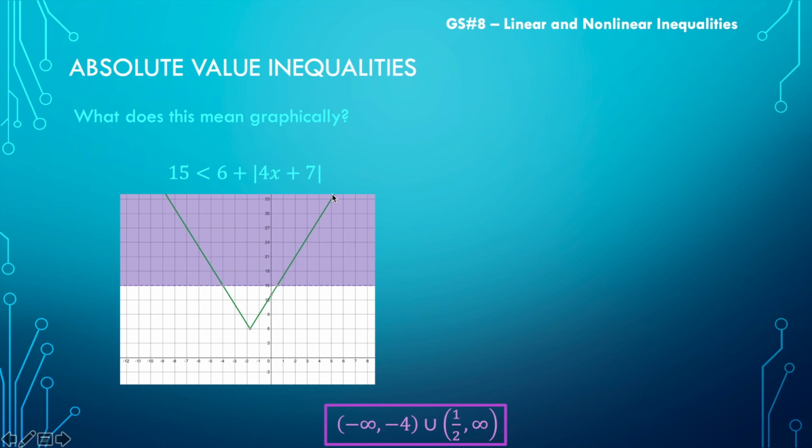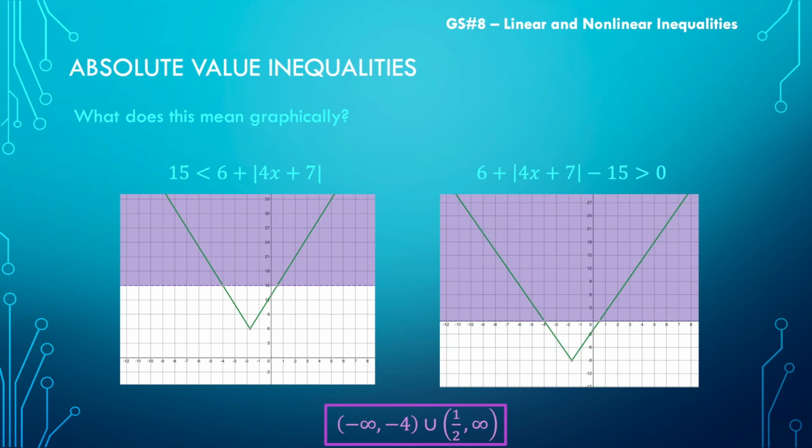So now, as we're looking at the revised inequality, remember that we are looking at how does this relate to the x-axis, because we want to know where is it greater than 0. And we can see that the graph is in that shaded region, which is above 0, from -infinity to -4, and also from 1/2 to infinity.